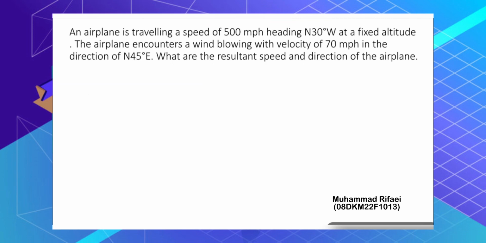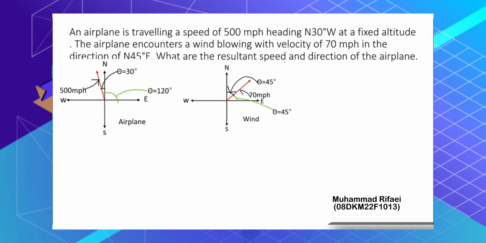Hi, my name is Muhammad Rifa'i bin Limansah, and my metric number is 08DKM1A1013. Okay, so let's take a look at this question about vector in navigation. An aeroplane is traveling at a speed of 500 miles per hour heading north 30 degrees west at a fixed altitude. The airplane encounters a wind blowing with velocity of 70 miles per hour in the direction of north 45 degrees east. What are the resultant speed and the direction of the airplane? First of all, let's illustrate the information that we got from the question for better understanding. So this is the airplane and this is the wind.